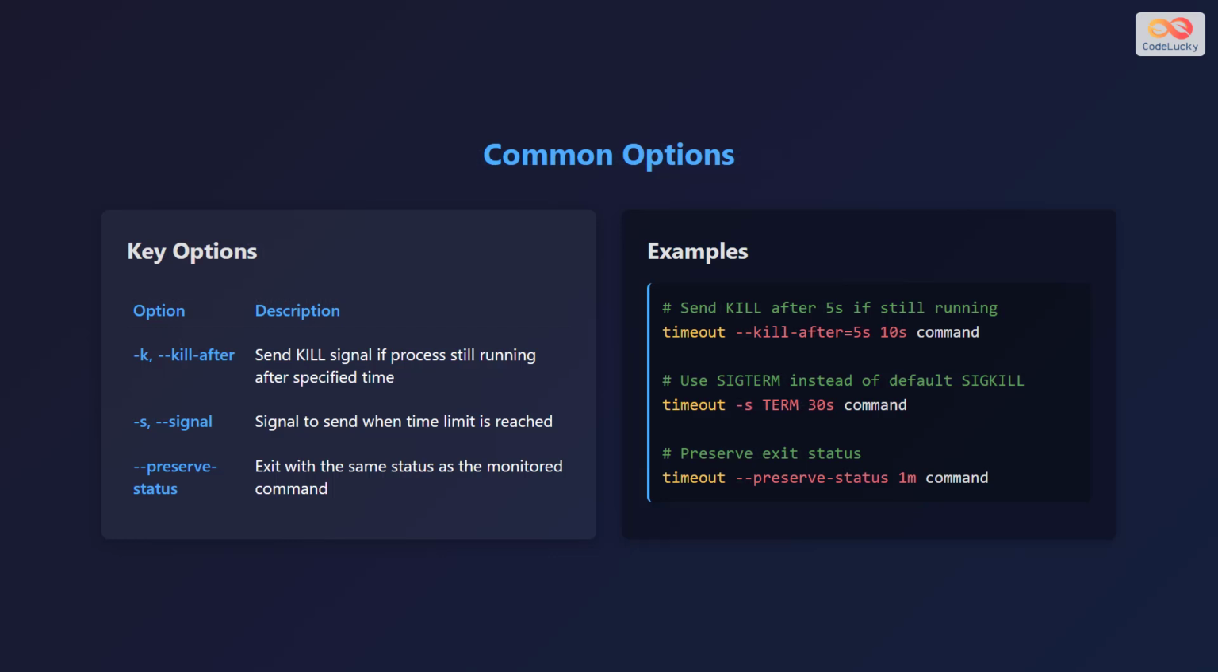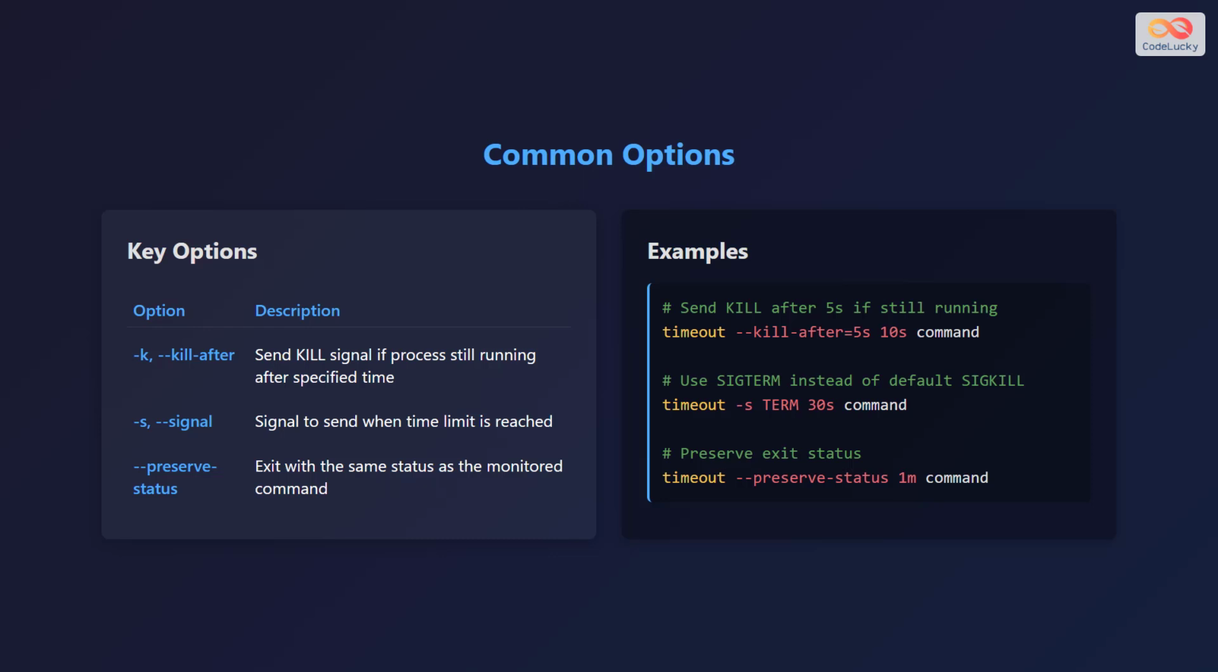The timeout command comes with several useful options to control its behavior. Here are a few key options. The kill-after option, represented as -k, sends a kill signal if the process is still running after the specified time. The signal option, represented as -s, lets you specify the signal to send when the time limit is reached. The preserve-status option makes the timeout command exit with the same status as the monitored command.